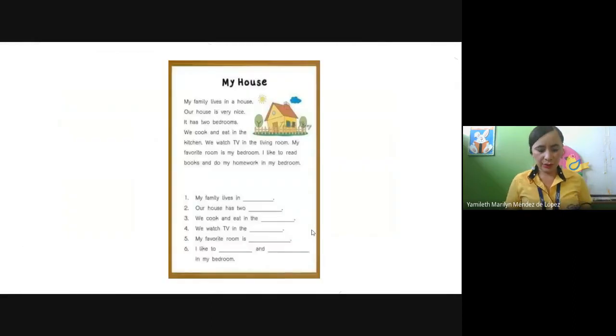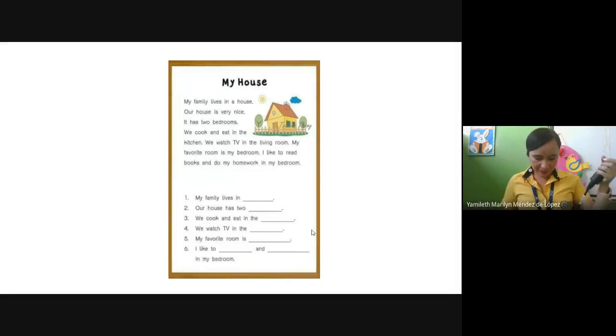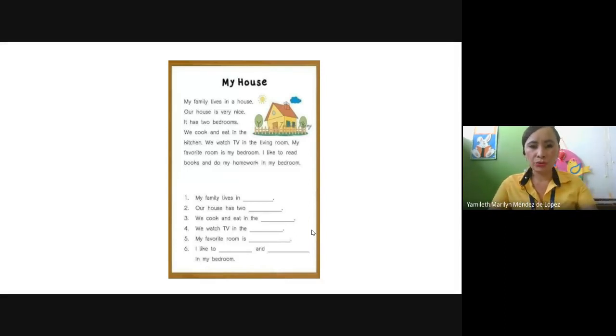Let's continue with our social emotional content. As you can see in the presentation, we have a short paragraph. What we are going to do is read the text, and at the end, you have to answer or complete the sentences in this case. Wait a second. Okay. The title for this text is My House. At the count of 3, we are going to start reading this text.